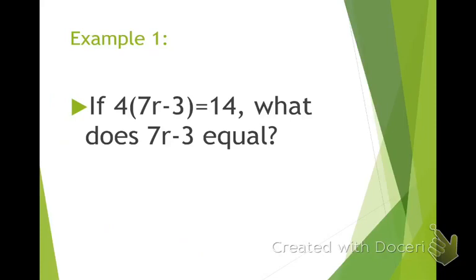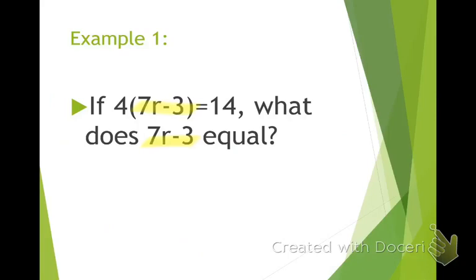So here we have an example. It says if 4 times (7r minus 3) equals 14, what does 7r minus 3 equal? Well, you should notice that we already actually have a 7r minus 3 in the first equation. So because they're asking us what that equals, in that first equation I should just be able to isolate 7r minus 3, or get 7r minus 3 by itself, and then I'll be able to find out what it equals. And I will have come up with a different equivalent equation.